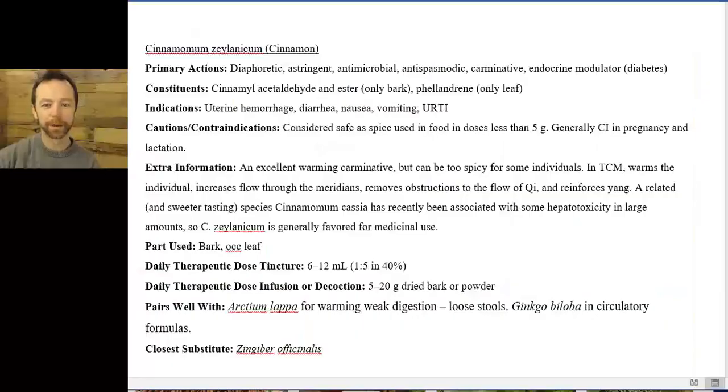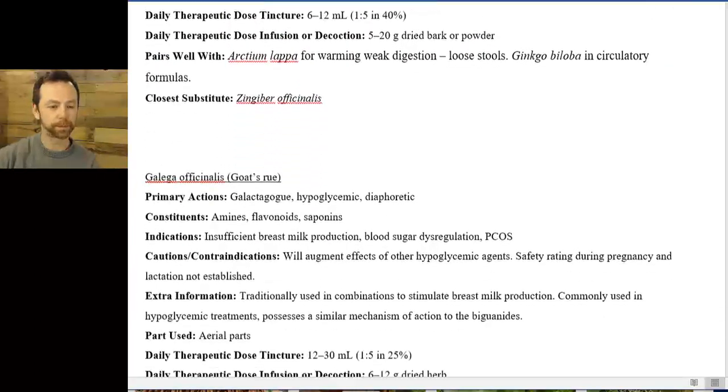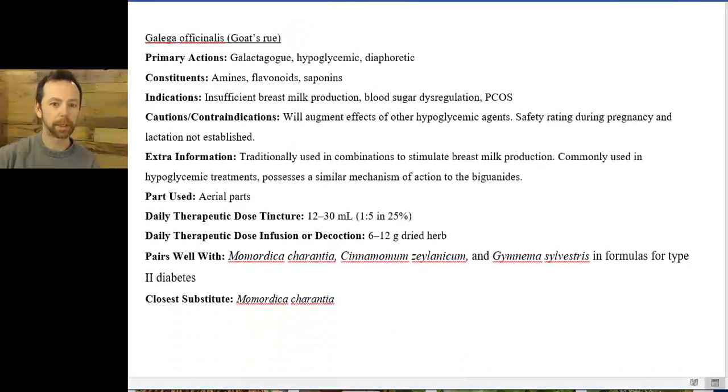Okay. Let's get back over here. So we talked about cinnamon and we looked at a picture of cinnamon. Now let's get into one of our real diabetes specifics, and that is goat's rue. Now I haven't even mentioned this, but this is actually one of the biggest places that goat's rue is used. It's a great galactagogue. It's reliably a key ingredient in most breast milk augmentation formulas.